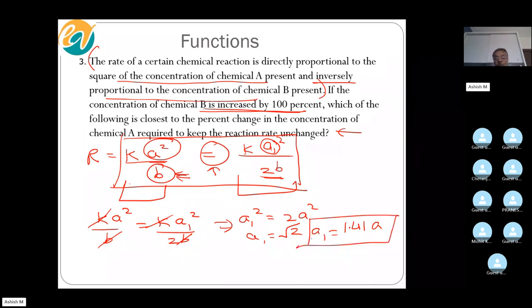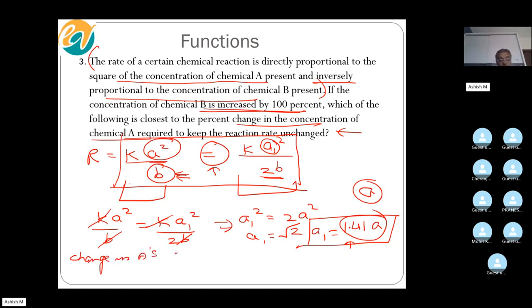So friends, earlier the concentration of chemical A was how much? A. What is the new concentration? 1.41 A. So what is the change in concentration? Change is always new minus old divided by old. So the change in A's concentration would be 1.41 A minus A, new minus old, divided by old, into 100, which would be a 41% increase. And that's the answer.